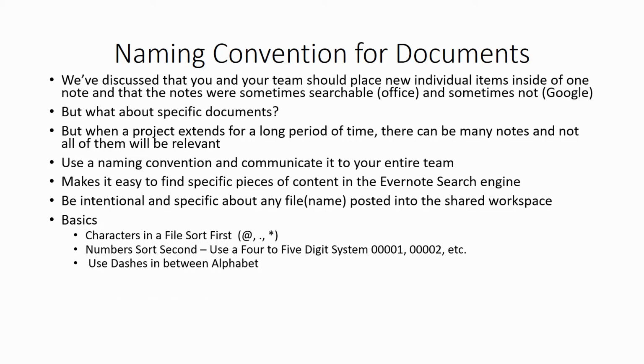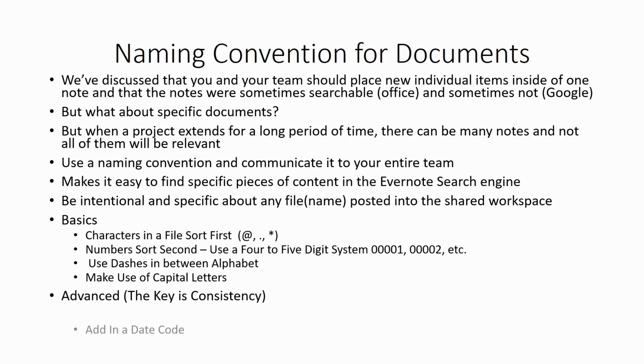When you place words in your file names, you want to use dashes between the words and make use of capital letters, because this will make it easy to visualize what you're seeing. When you're working to be a little more advanced, the key is going to be consistency in exercising the naming convention. So you can add in a word that represents a date. In other words, you can add in a numerical date or even a month and a date. You can add in a project code. And again, the key is going to be consistency. This will make your searching easier across your notebooks.